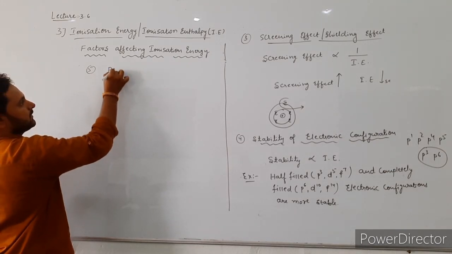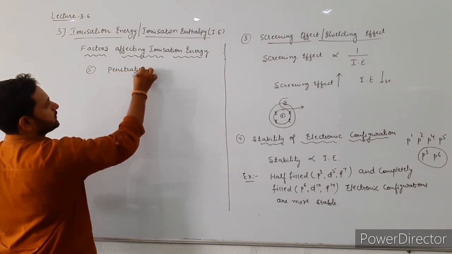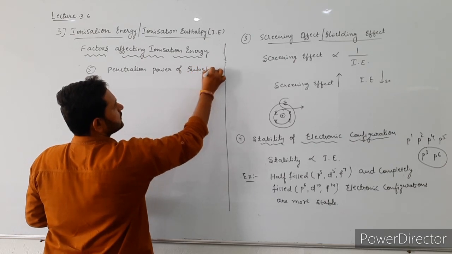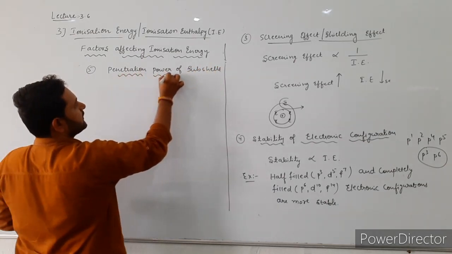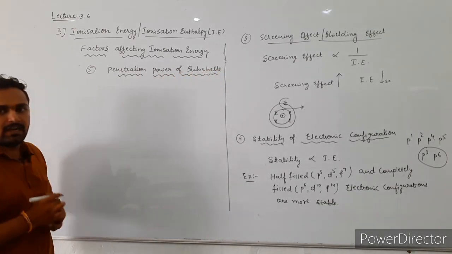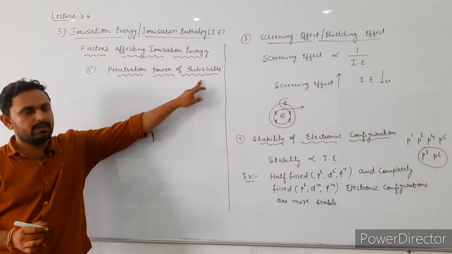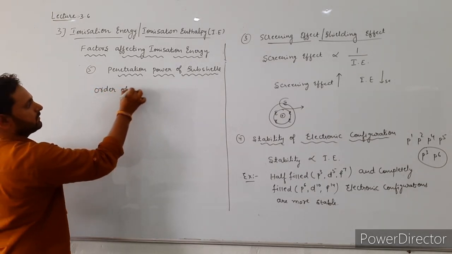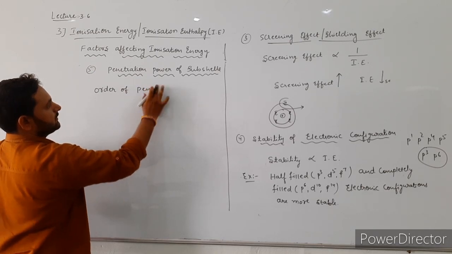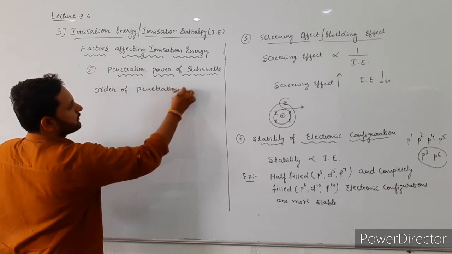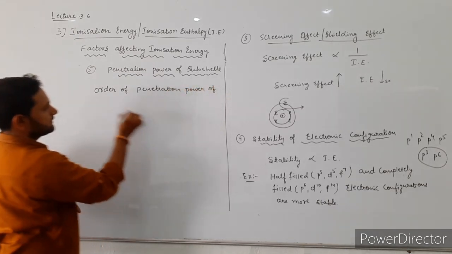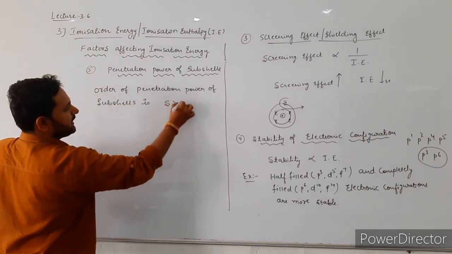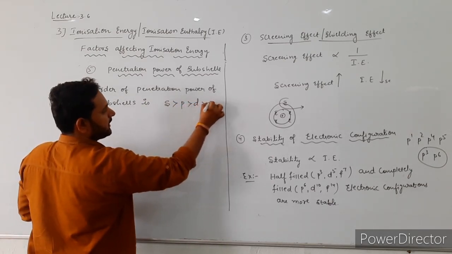Penetration power of subshells. What is penetration power? Penetration power of a subshell means the attraction of the subshell by the nucleus. The order of penetration power of subshells is S greater than P greater than D greater than F.